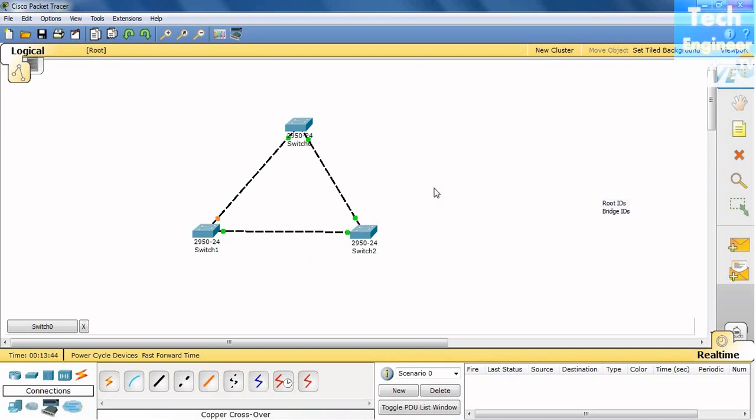So I hope you learned something about how root bridge election works on its own. This is a nice little concept. We will configure and learn about those.